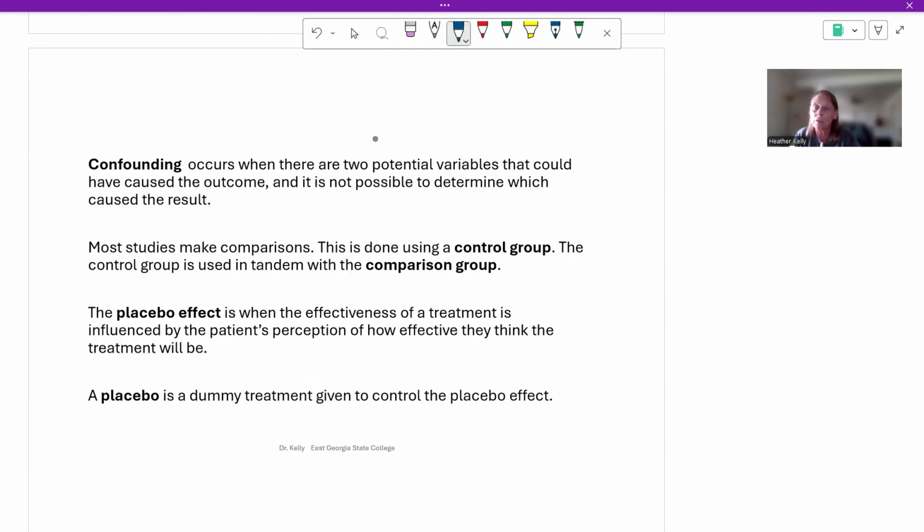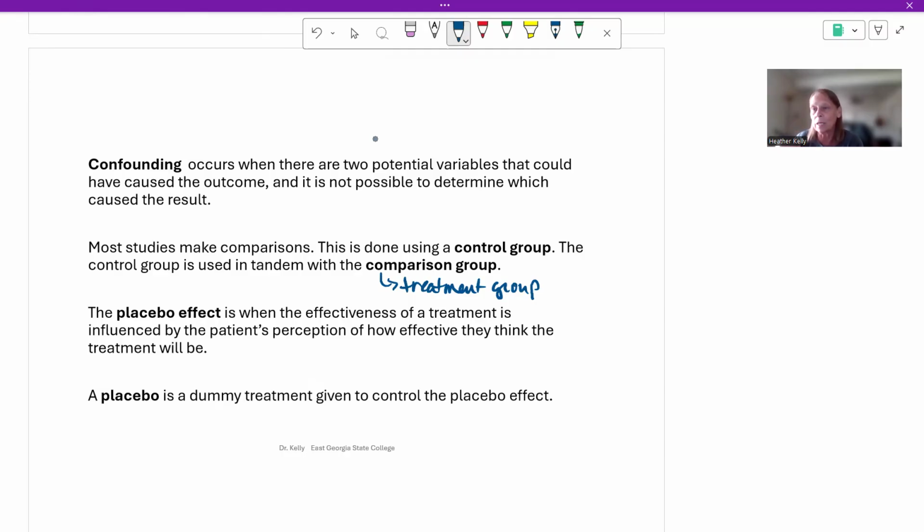Most studies make comparisons, almost all do, not everyone, but almost all do. This is usually done with a control group and a treatment group, or comparison group, sometimes called the treatment group. I'll write that. The placebo effect, surely you're all old enough to have heard of it before, is when the effectiveness of a treatment is influenced by the perception of how people think the treatment is going to do for them. A placebo is a dummy treatment that's given to control for a placebo effect.